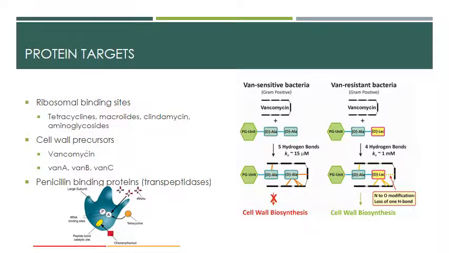So you can see this little cartoon over here shows you how the change in the amino acid sequence codes for, instead of a D-Ala, we get a D-Lac, and vancomycin can't bind. And you can see what vancomycin does. It just sits in the way. No peptide binding. You can't do any cross-linking there.